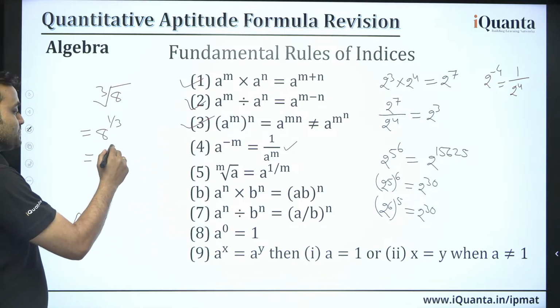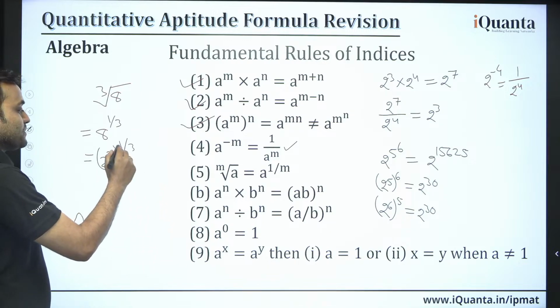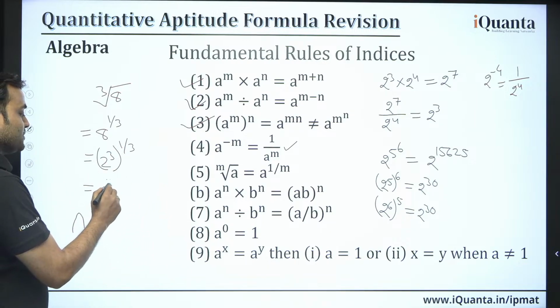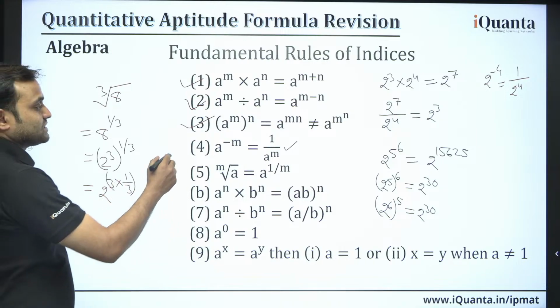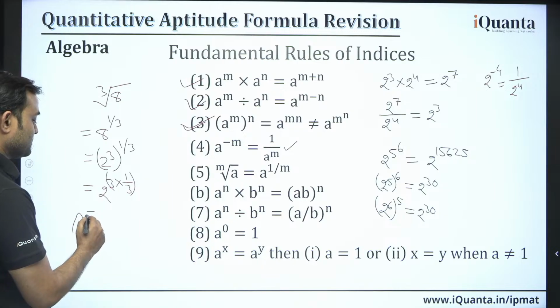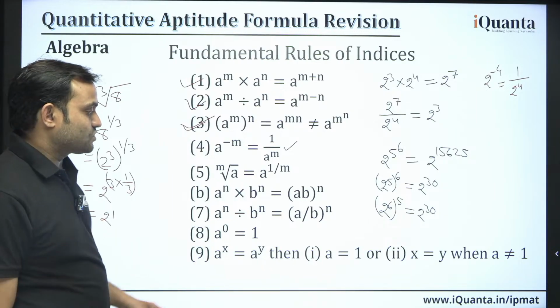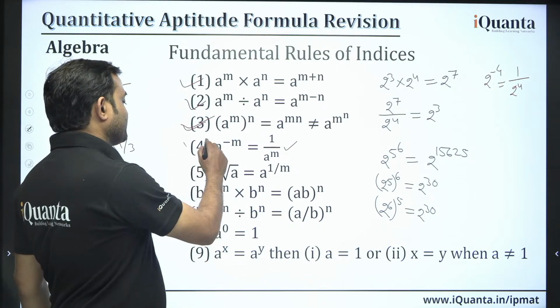8 is 2 to the power 3, then it will be 2 to the power 3 to the power 1 by 3, which can be written as 2 to the power 3 into 1 by 3. Using this one, the third one, this will be equal to 2 to the power 1. Okay, this is what it says in fifth point.